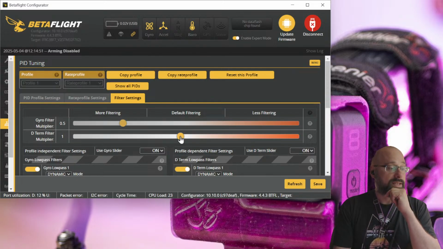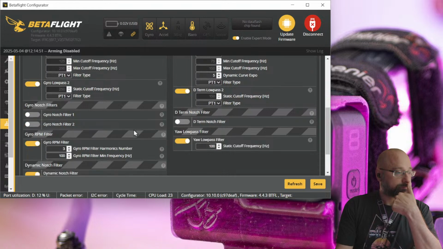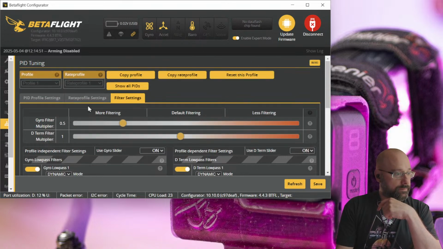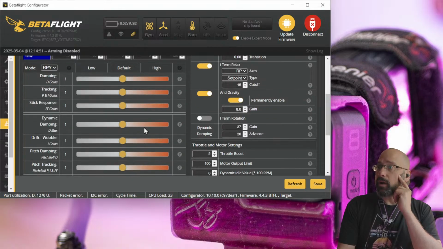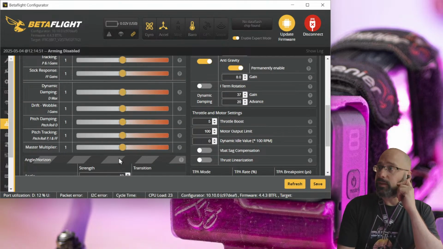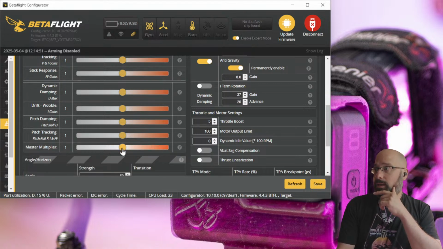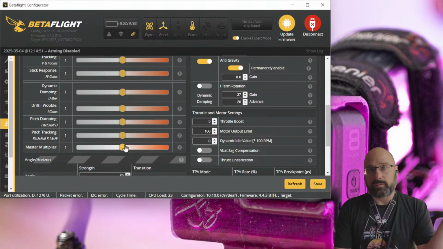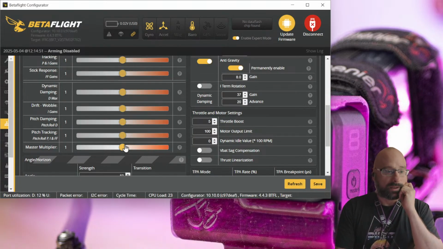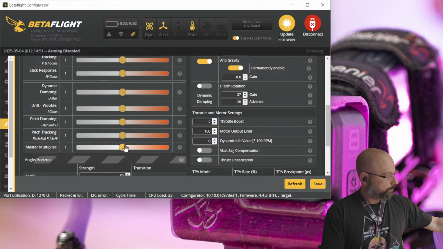Likewise, we might also bring the D-term filter multiplier down. And then in the PID profile, usually the bigger the props, the less responsive the motors, the higher the master multiplier needs to be. Now those are general directions, and the actual PID tuning is outside the scope of, I'm just going to wing it on a live stream comment. But that's a general direction for where you might want to go.